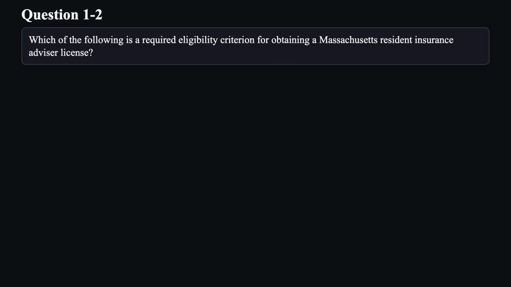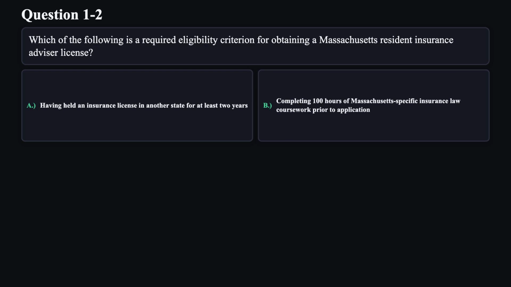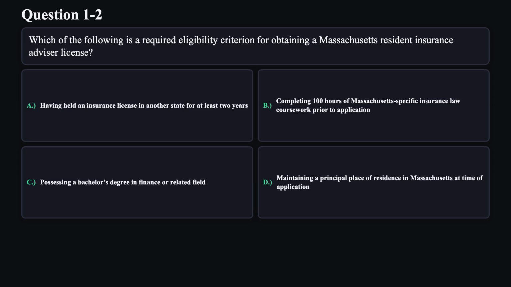Question 2. Which of the following is a required eligibility criterion for obtaining a Massachusetts resident insurance advisor license? A. Having held an insurance license in another state for at least 2 years. B. Completing 100 hours of Massachusetts-specific insurance law coursework prior to application. C. Possessing a bachelor's degree in finance or related field. D. Maintaining a principal place of residence in Massachusetts at time of application.